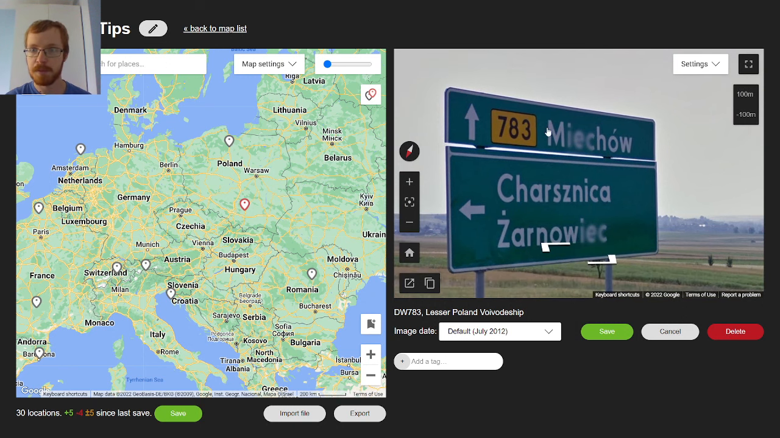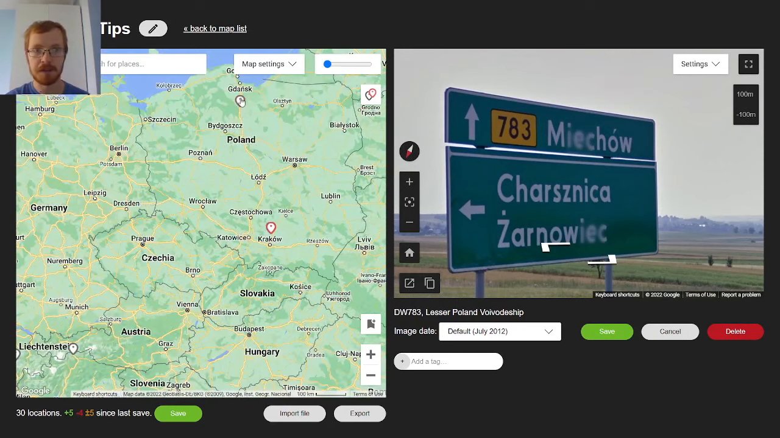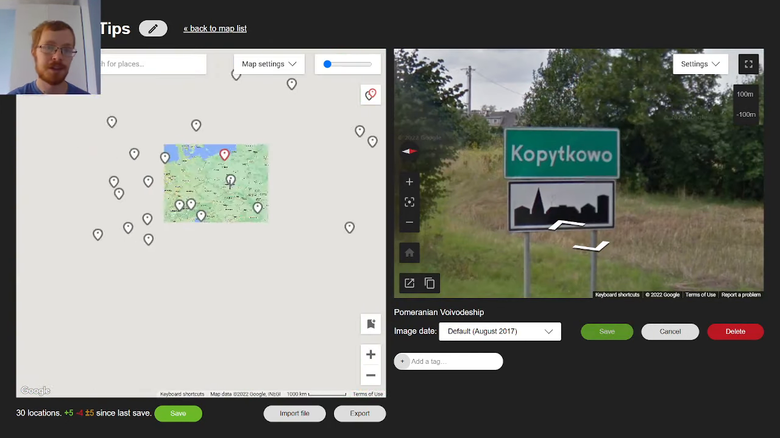So this is an example in southern Poland with the OW ending, and this is an example in northern Poland. We have a place name with the OWO ending.